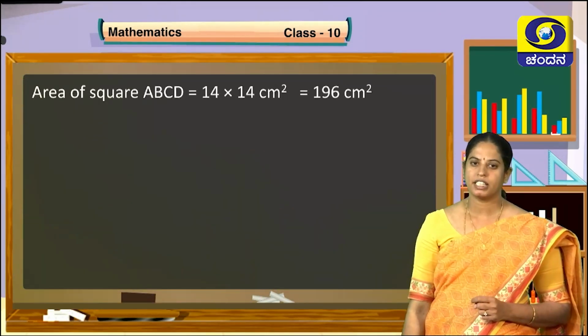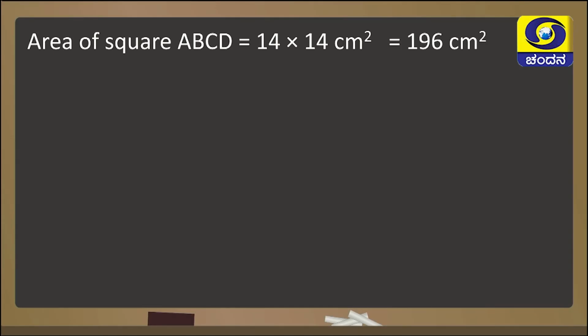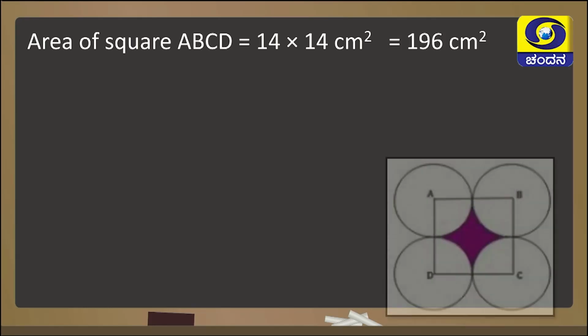We know the side of the square. By using the side of the square, we can find the area of the square, that is 14 into 14, 196 centimeter square. You are right, children.